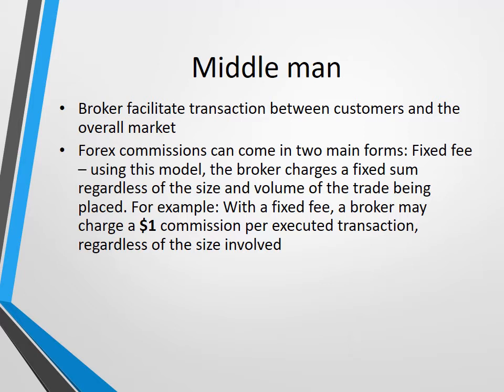Forex commissions come in one of two forms. There's a fixed one, in which the broker charges a fixed sum regardless of the size and the volume of the trade being placed, and also a variable one. For example, on the fixed, you'd have $1 commission per transaction. It's non-fluctuating, and there's also a fluctuating one, which is called a variable fee.